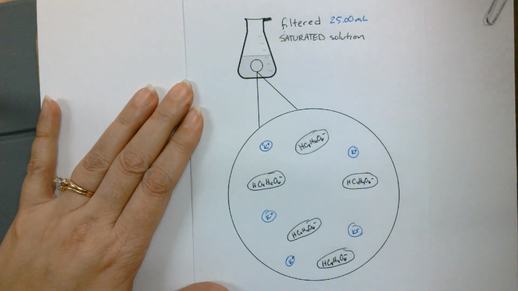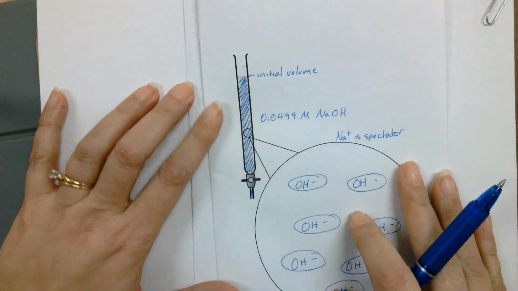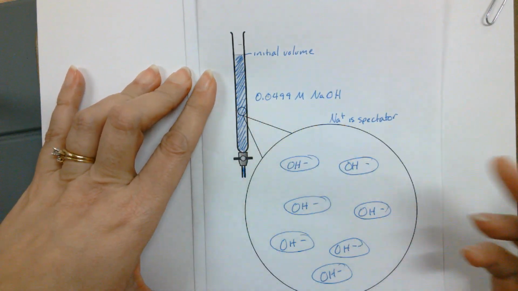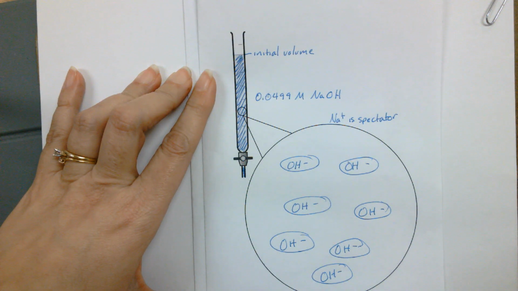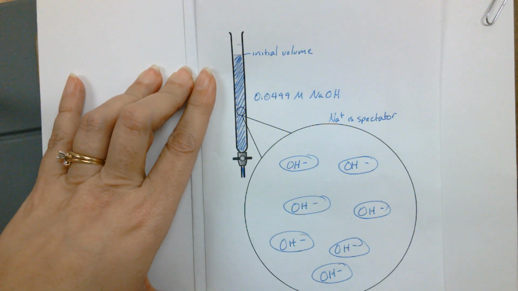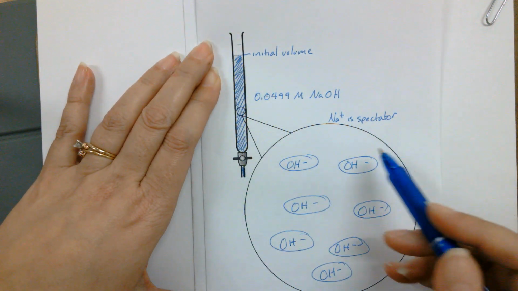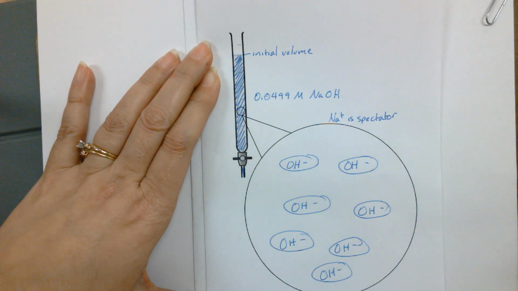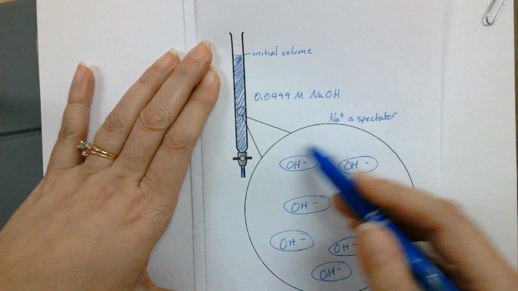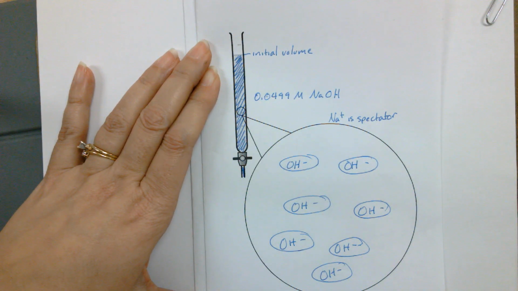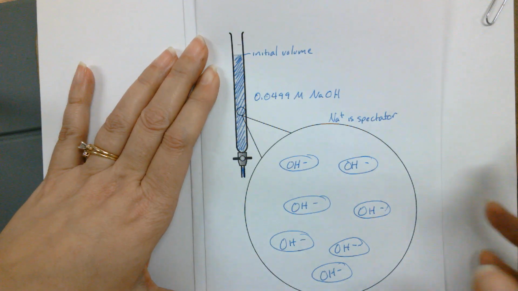And what we had in our burette then was this sodium hydroxide solution that was about 0.0499 molar once we did our average of all of our standardized molarities. And of course, we have an initial volume that was in our pipette, and since the sodium ion is just a spectator, this would be all of the ions that actually mattered in my titrant. Lots of hydroxides.